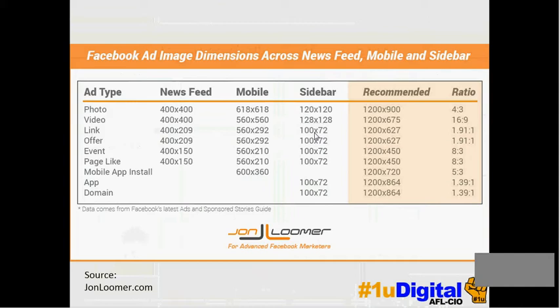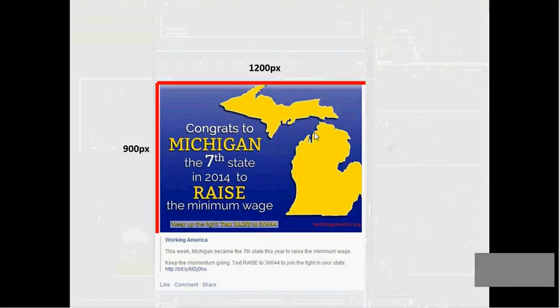But anyway, you see John Loomer has how big the photos appear in Newsfeed, how big they appear in mobile, if you're making a sidebar image for a Facebook ad, and then the recommended size and the ratio you want to use. So for a photo, he says 1200 by 900. It's a nice rectangle. I find that great for Facebook for both mobile and desktop. This one we made to congratulate Michigan for raising their minimum wage was that size. And when you click on it, it really fills the screen nicely. I recommend that or something perfectly square.